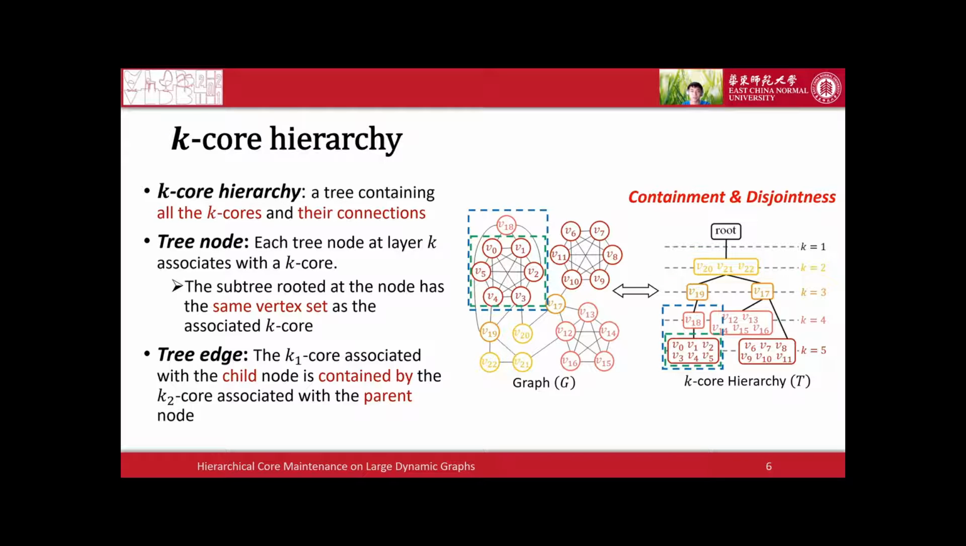The tree edge of two nodes represents that the k-core associated with the child node is contained by its parent node. For example, the 5-core of the node marked by the green rectangle is contained by the 4-core marked blue.